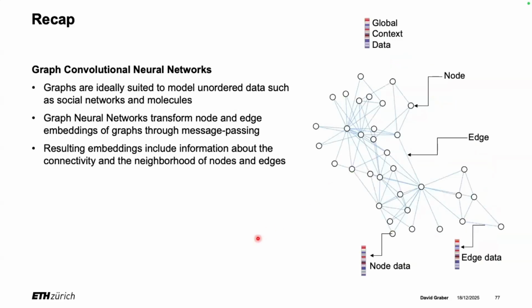And then we've looked at graph convolutional neural networks, that these are very well suited to model unordered data, such as social networks or molecules. And these GNNs transform the embeddings that are stored in the nodes of the graph and the edges of the graph, maybe also a global context vector, through message passing. And then the resulting embeddings in these structures include information about the connectivity and the neighborhoods of the nodes and edges.